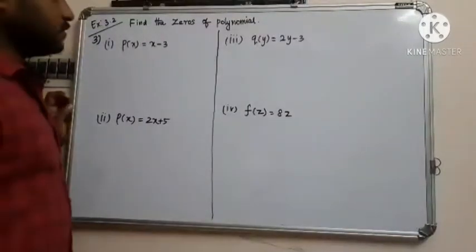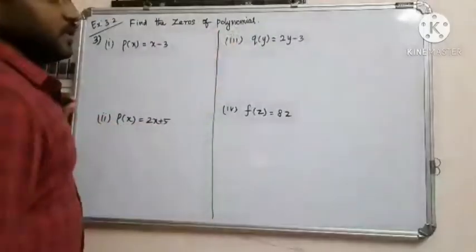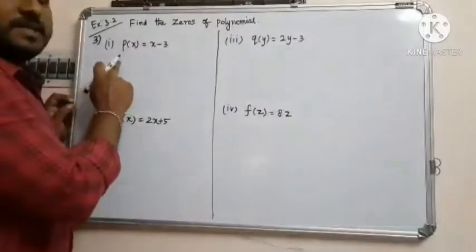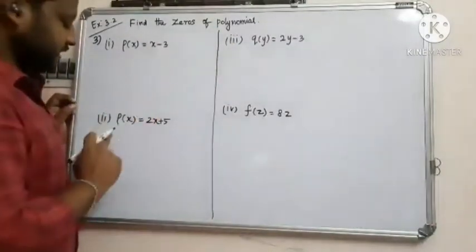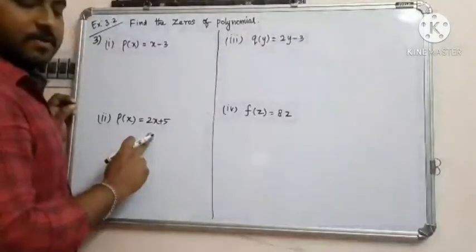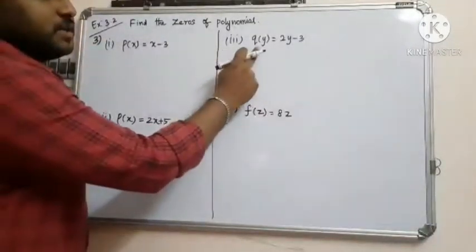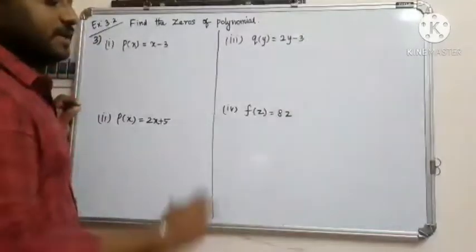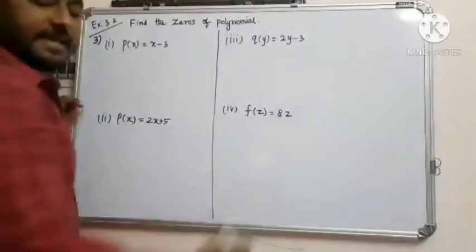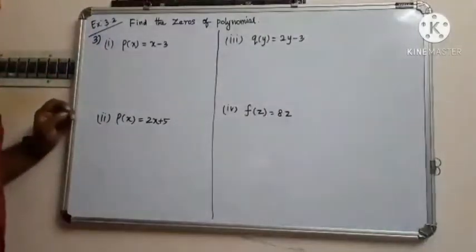So next, third question, find the zeros of the polynomial for the following. First one is p of x is equal to x minus 3. Second question, p of x is equal to 2x plus 5. Third question, q of y is equal to 2y minus 3. Fourth question, f of z is equal to 8z.